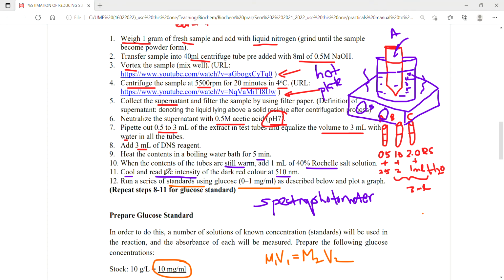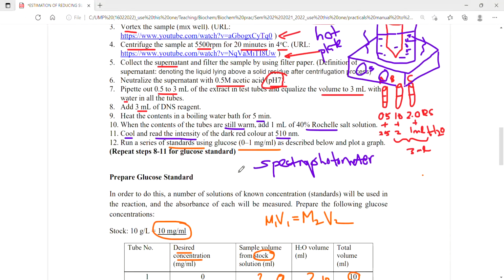So you have 6 test tubes. You again add 3 ml to each, and heat the contents as is being done here. Put all the 6 test tubes there, and then after 5 minutes, while it's warm, you add 40% Rochelle salt, cool it somehow, then determine the absorbance reading at 510.